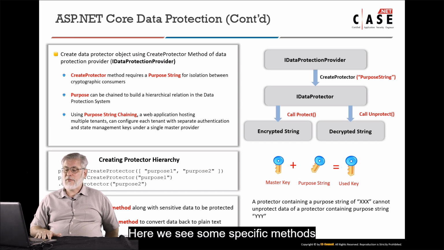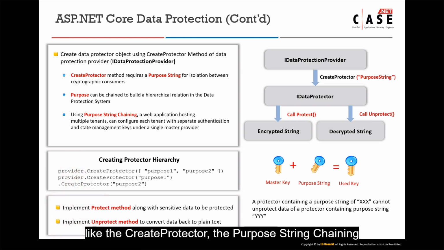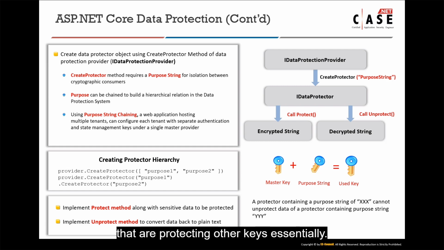Here we see some specific methods, like CreateProtector, the purpose string chaining, which allows us to create a chain of keys that are protecting other keys, essentially.